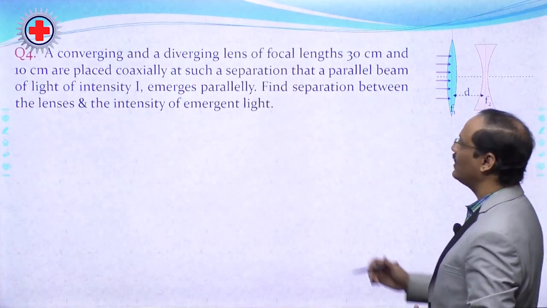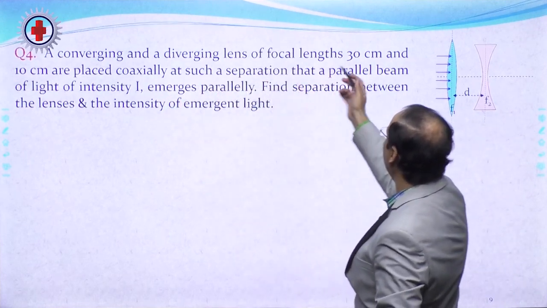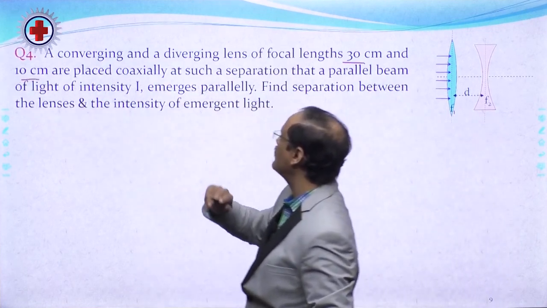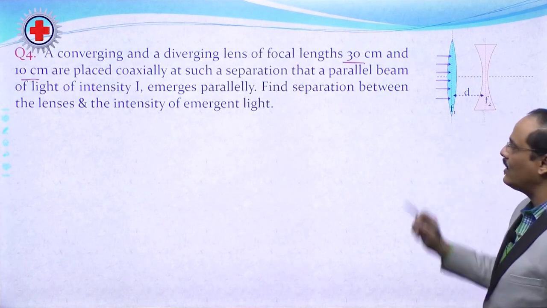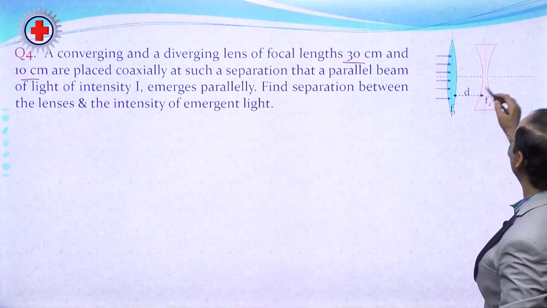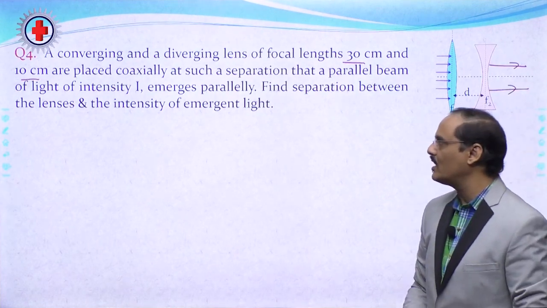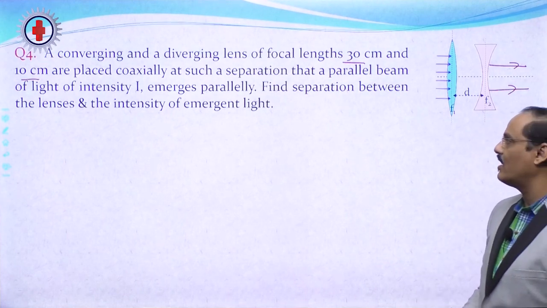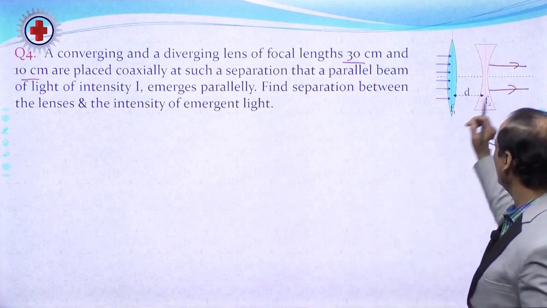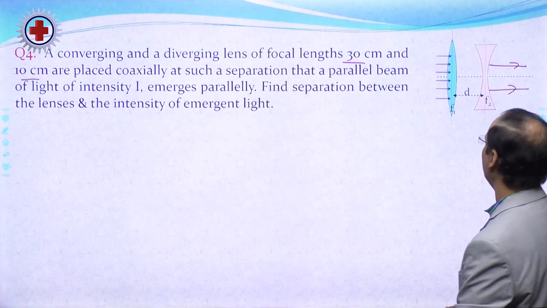Then we need to find, see what the question is: a converging and a diverging lens of focal lengths 30 centimeter and 10 centimeter are placed coaxially at a separation such that a parallel beam of light of intensity I emerges parallelly. So, light is incident parallelly and emerging parallelly. Find the separation between the lenses and the intensity of emergent light. Even without using any formula, you could get the separation between the lenses. That can be done very easily.